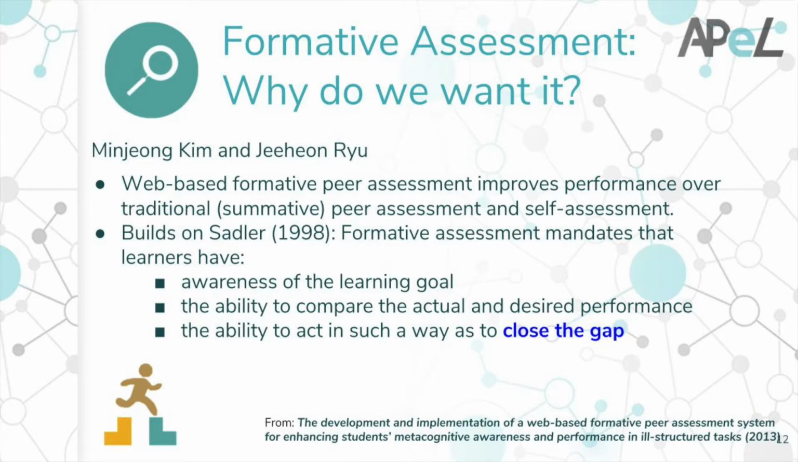Formative assessment mandates that learners have awareness of the learning goal, right? So it's really important, and we've been mentioning this a lot in our e-learning communications with folks, that first we have to be explicit about what the students need to learn, what we're asking them to learn. The ability to compare the actual and desired performance. So again, we're talking about that sort of converging line, right? And then the ability to act in such a way as to close the gap.